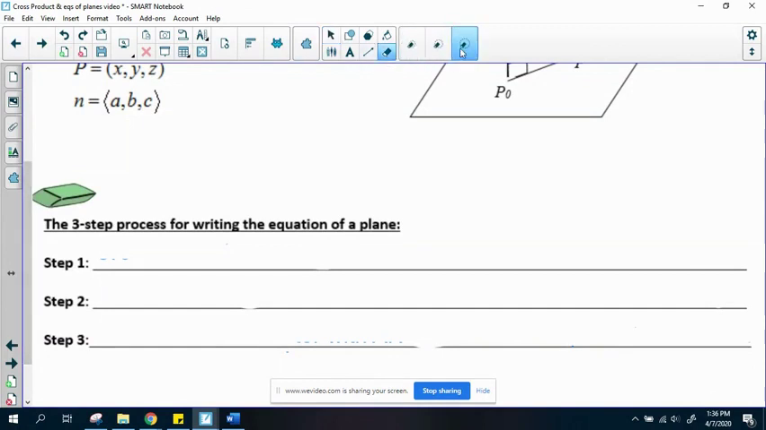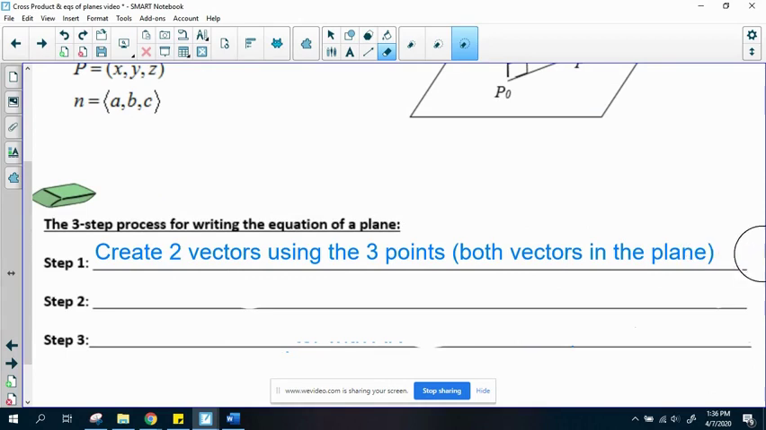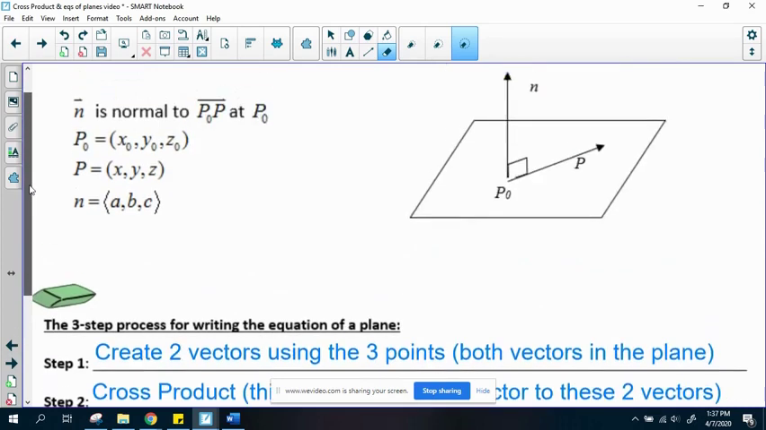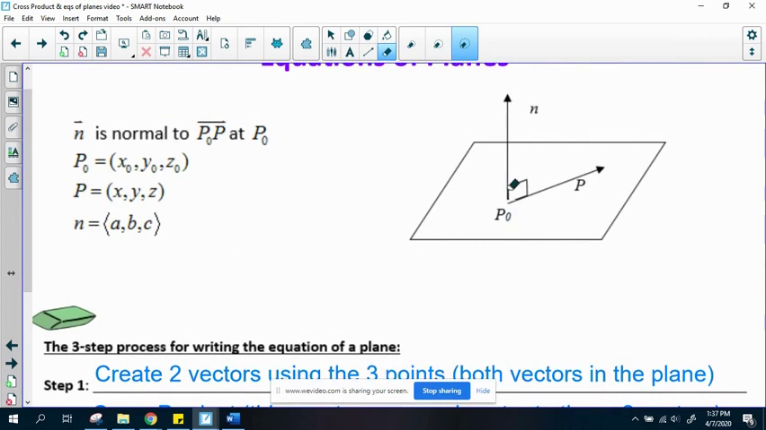The first step is you're going to create two vectors using the points that you were given. Okay, so it takes 2 points to make a line. It takes 3 points to make a plane. Okay, you can't cross something unless you have vectors. So you need to first make two vectors. Then you're going to cross them, which creates this third vector, as you see this one coming out, that stands for vector n, that's normal to the plane.